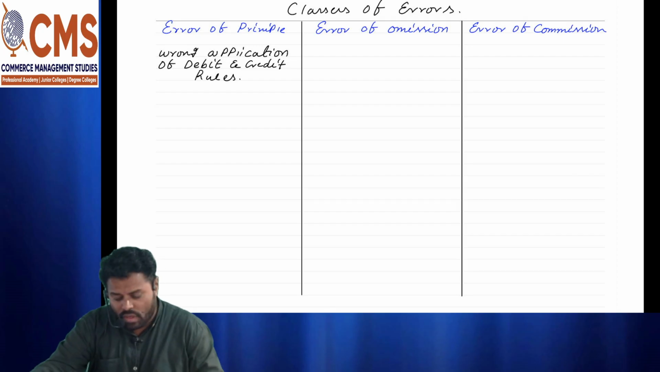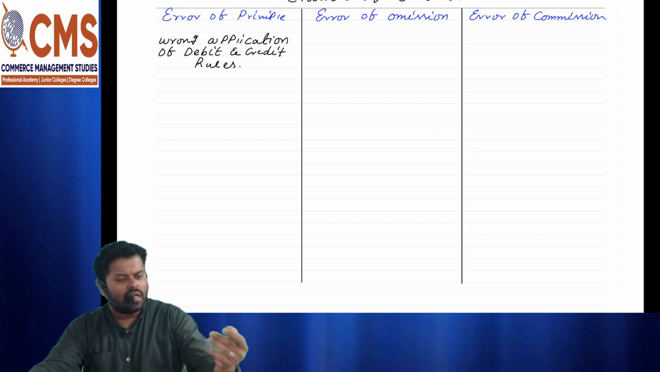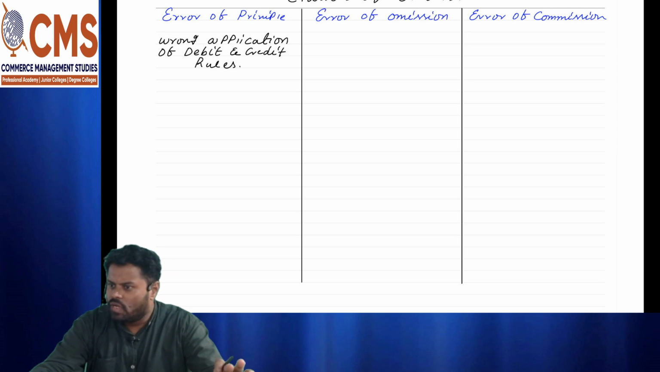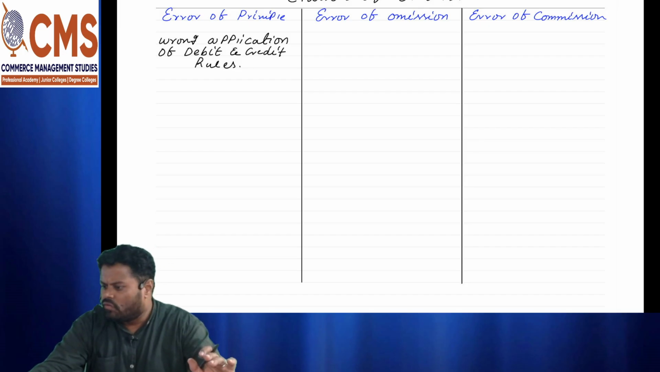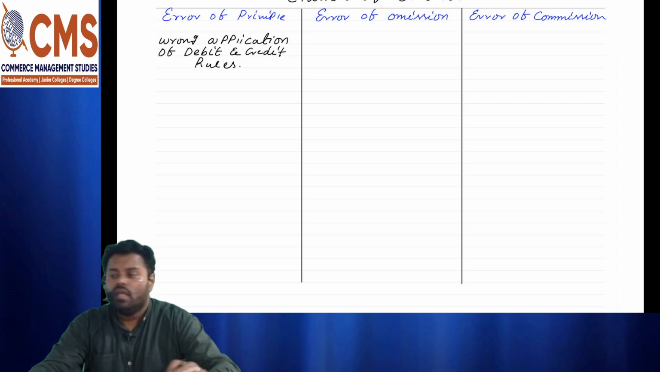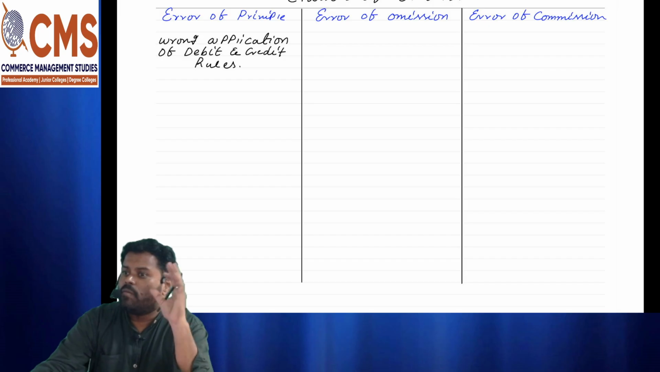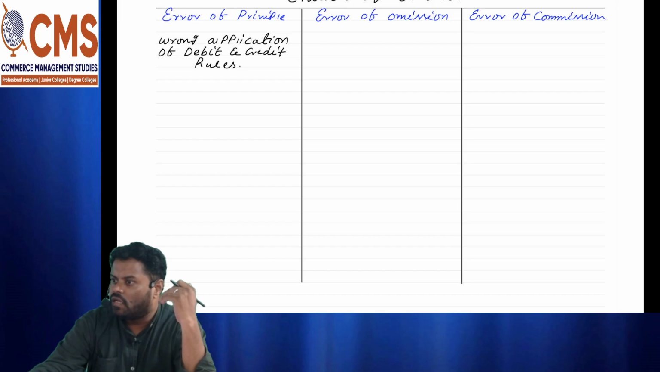Wrong application of debit and credit rules. That is, the person does not have clarity whether the account is a personal account or real account or nominal account. Or he is not very good at what we call golden rules. Then the errors that will come into picture are called error of principle. And the uniqueness of error of principles is they will never disagree your trial balance. That is, if you have committed an error of principle, your trial balance will automatically tally. You can keep that in mind.